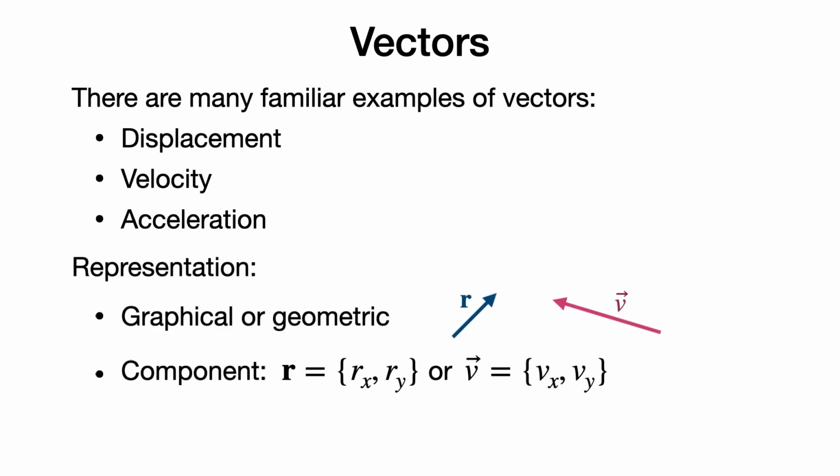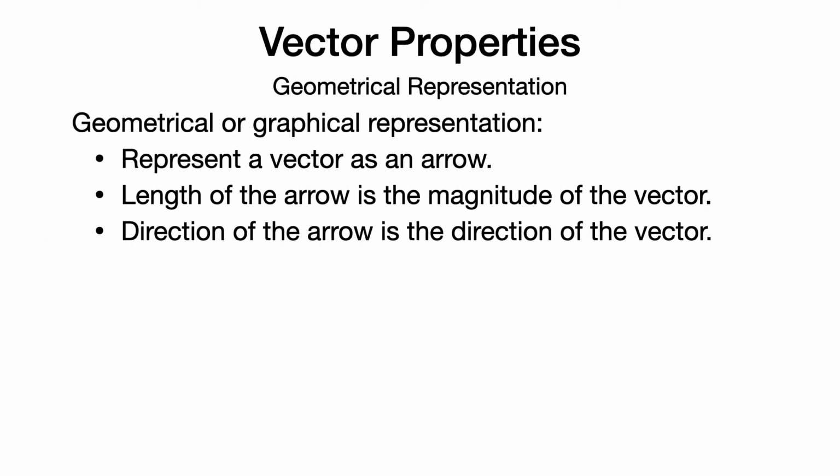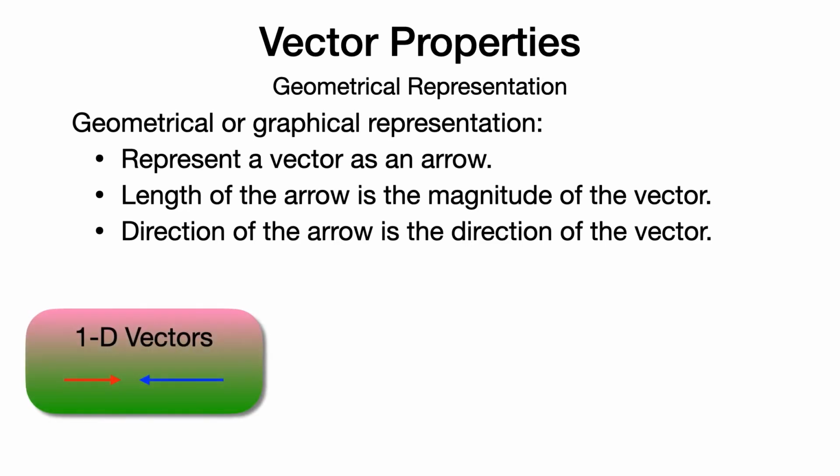We also have representations of vectors. There's a graphical or geometrical representation in which the vector is presented as an arrow, and there is something called component notation, which we'll learn more about later. In the geometrical representation, the vector is represented by an arrow. The length of the arrow is the magnitude of the vector, and the direction of the arrow is the direction of the vector.